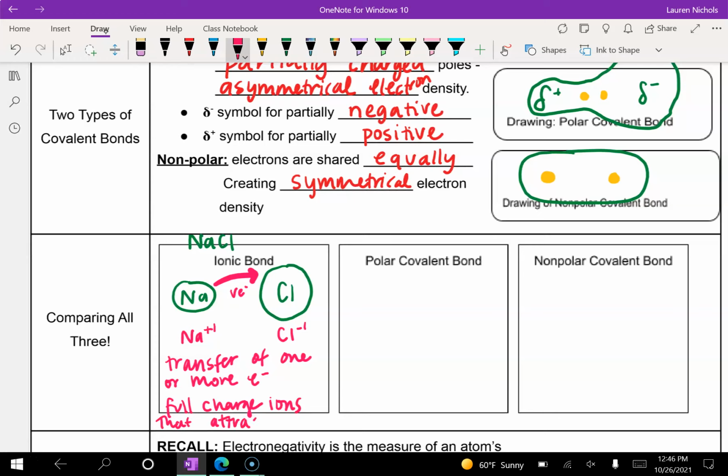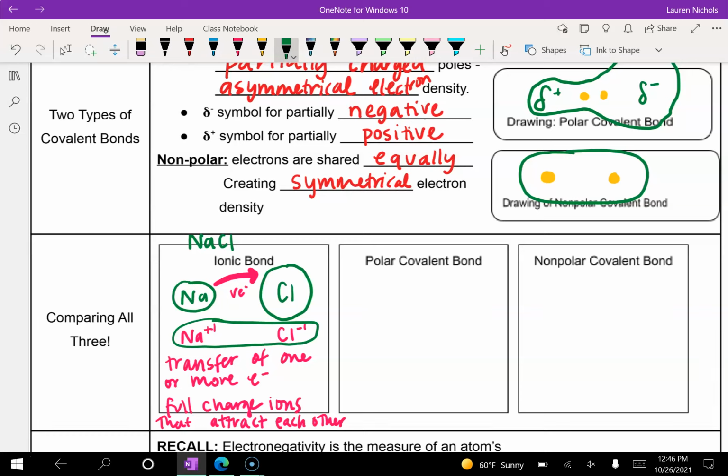Okay, so the sodium, which is positive, and the chlorine, which is negative, attract each other, and that forms the bond. So this positive and negative charge is attracted to one another.